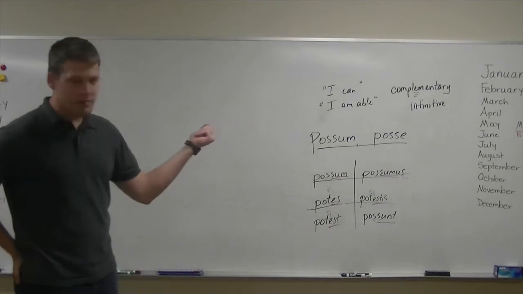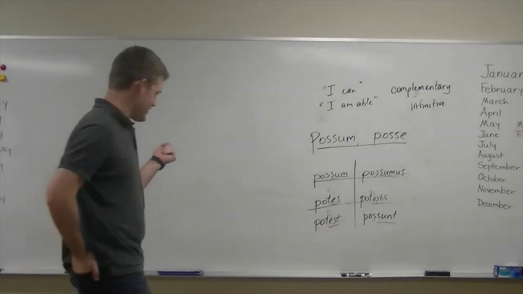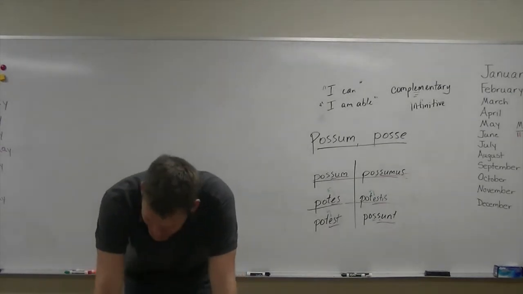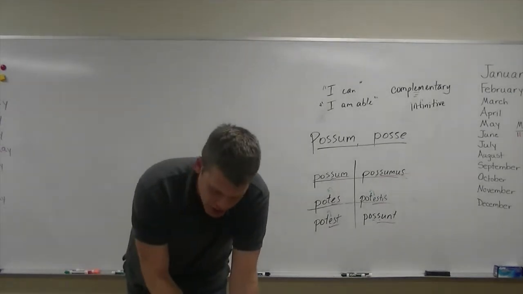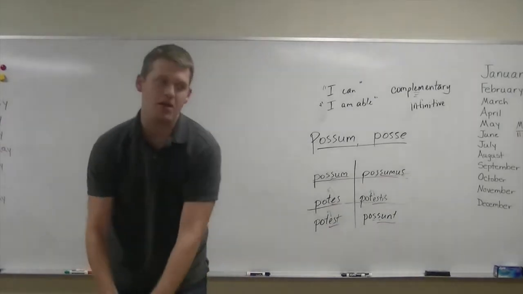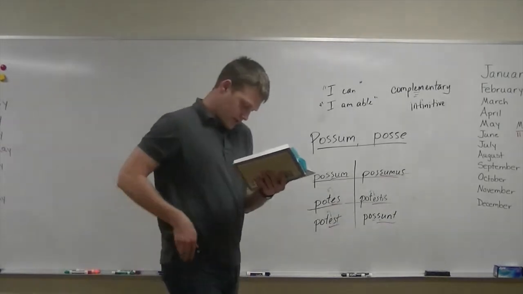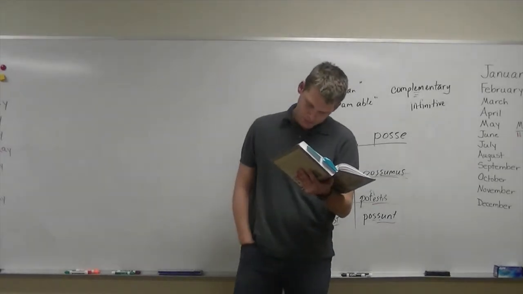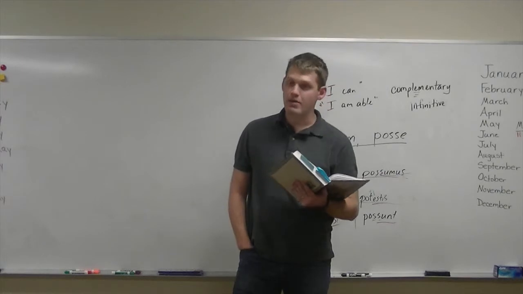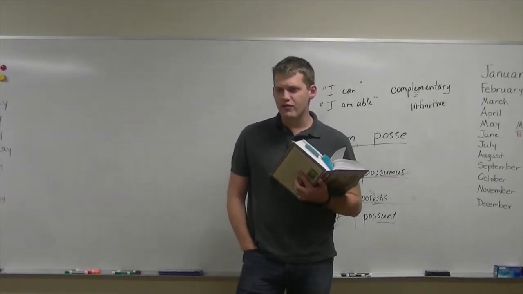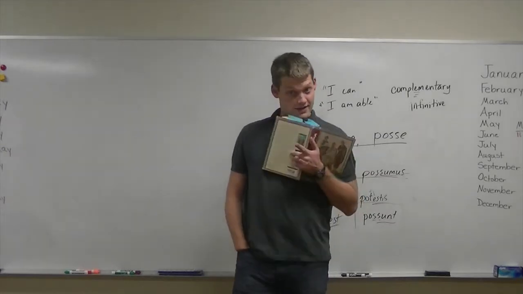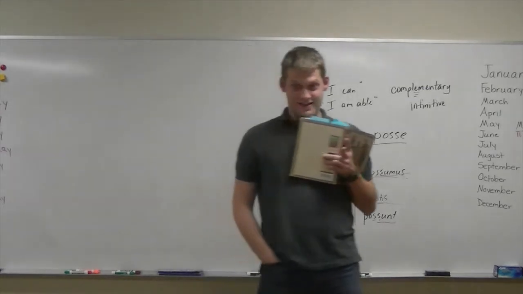But otherwise, there's no new grammar. But let's test our ability to find complementary infinitives. Let's look at practice and review number one. We're just going to start to program our minds to look for complementary infinitives. Okay, so number one, verbs? Poteramus. Is that a form of possum, posse? Yes, but it's imperfect.